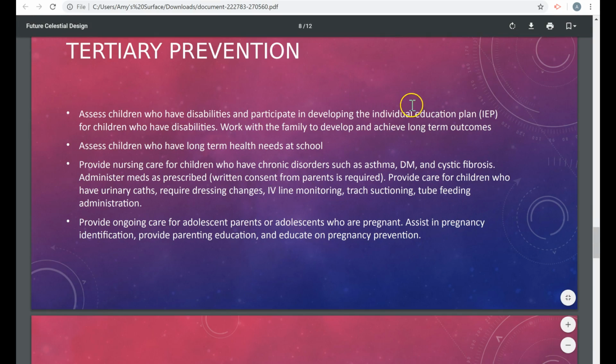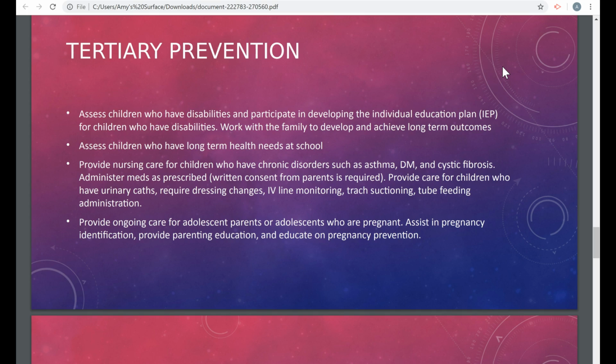Okay, so you have a really good point here about the IEP or individual education plan. That is a good thing. The individual education plan is actually more how the learning needs of the student are met with a physical handicap or a mental handicap.